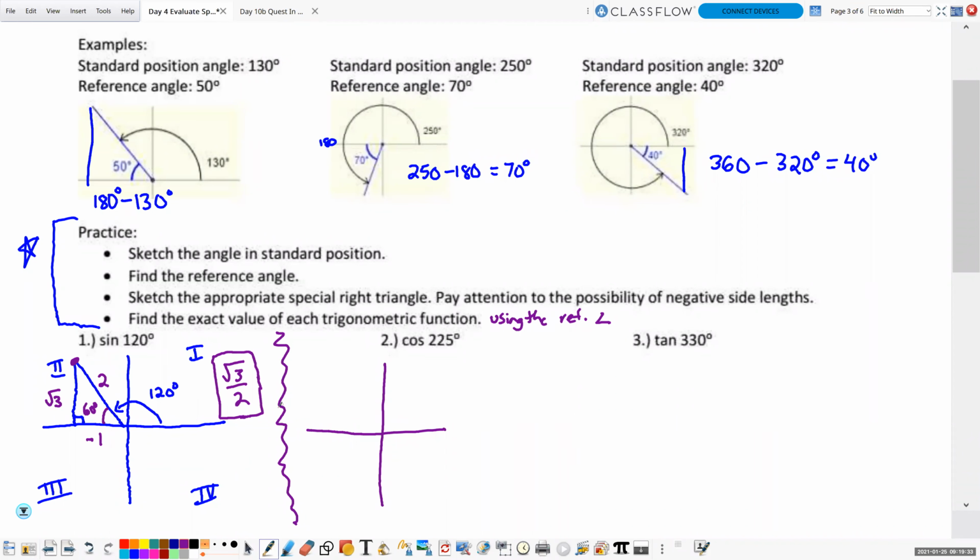Good. All the answers that have been sent to me are correct. Good job, guys. Go ahead and sketch your triangle.